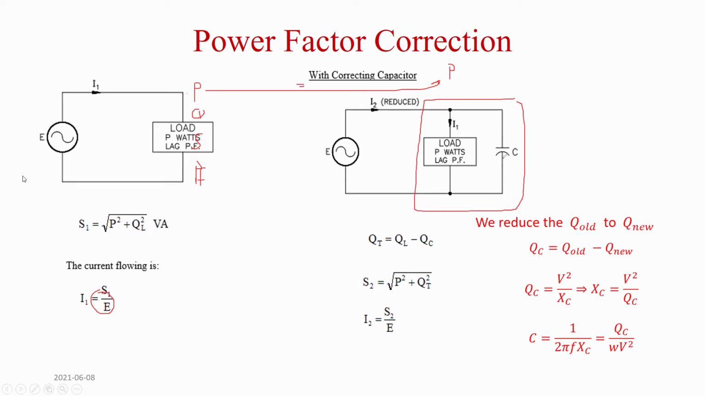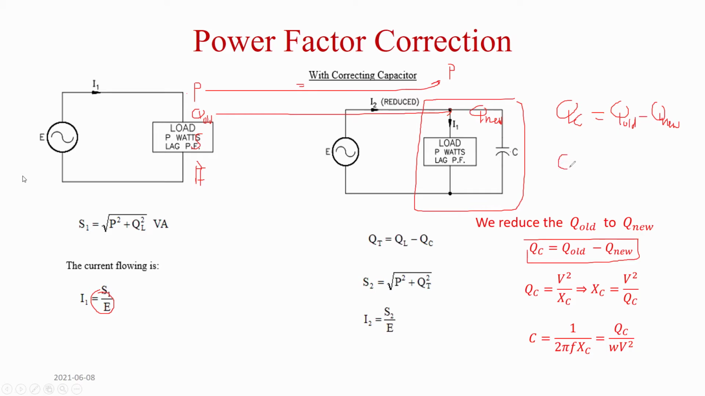It's not gonna be different. C is not gonna add any P or reduce it. Q, the new Q here, is less. The difference between the old Q and the new Q is QC. Q old minus Q new. So this one, QC, is going to reduce the Q to the new one.